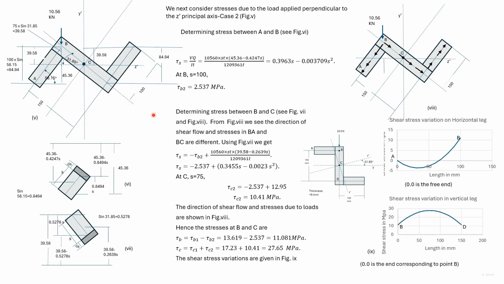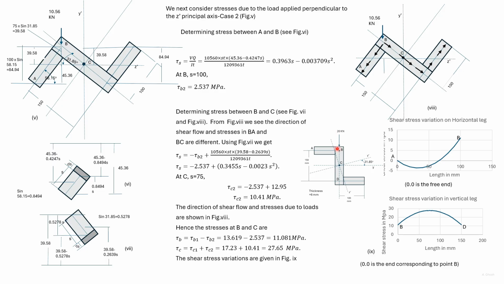We find the stress at B and C due to both loads. Note that the direction of shear stress in this case and for the earlier other load is different. So tau B is given as tau B1 minus tau B2. The direction of the shear stress at the point C for both loads is the same. So tau C is given as tau C1 plus tau C2.